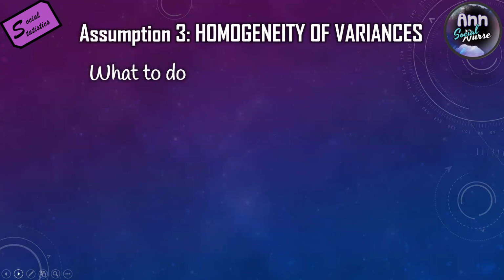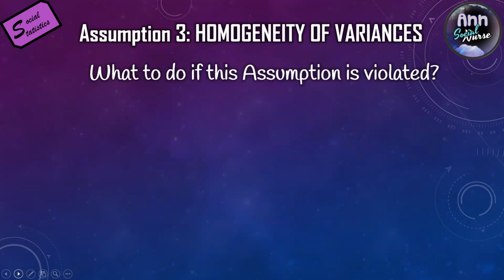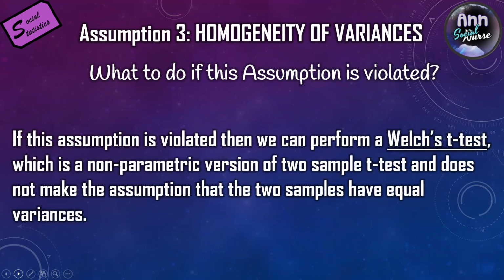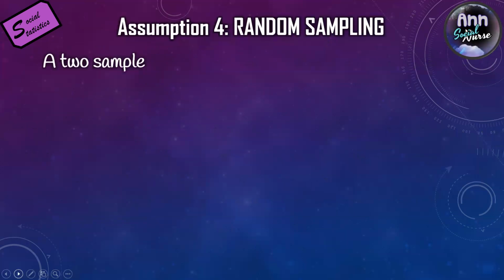Now, what if this is violated? So what do you do? If this assumption is violated, then we can perform a Welch t-test. So it is still a t-test, which is a non-parametric version of the two-sample t-test. So your research is still okay. And the Welch t-test does not make the assumption that the two samples have equal variances.